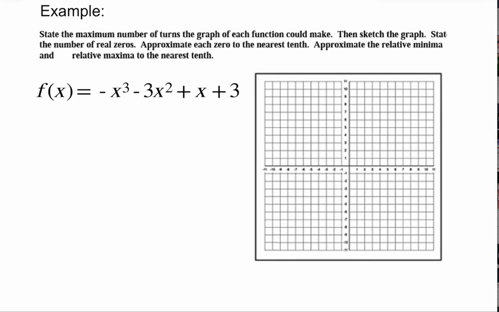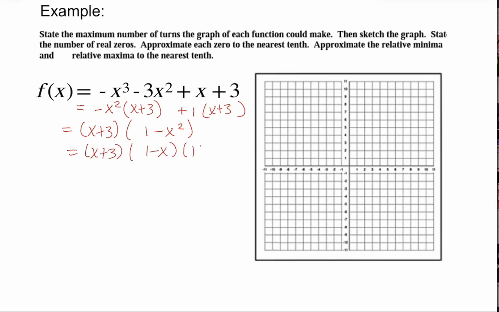Okay, so these are both negative, and we can take out an x squared. These we can't take out anything, so write it as a 1. And then we're left with x plus 3 and x plus 3. Our parentheses match, so that means our x plus 3 is the factor that can come out, and a 1 minus x squared is left. That factors one more time to be 1 minus x and 1 plus x. Now, there's lots of ways to have gotten to that point, so do what you got to do.